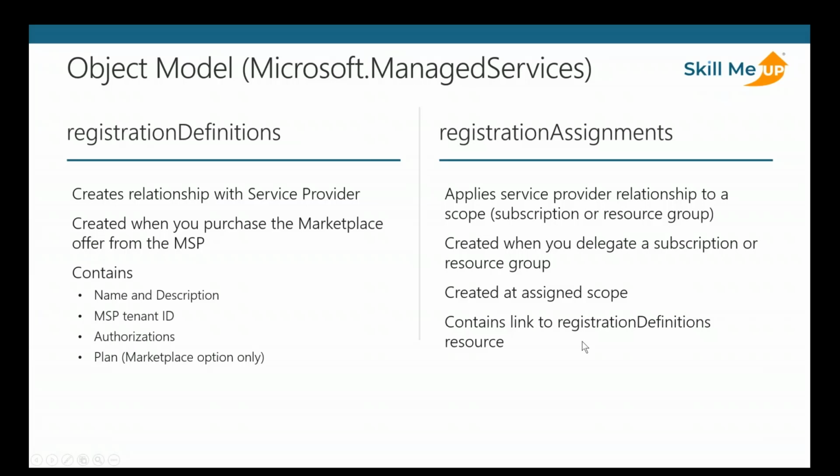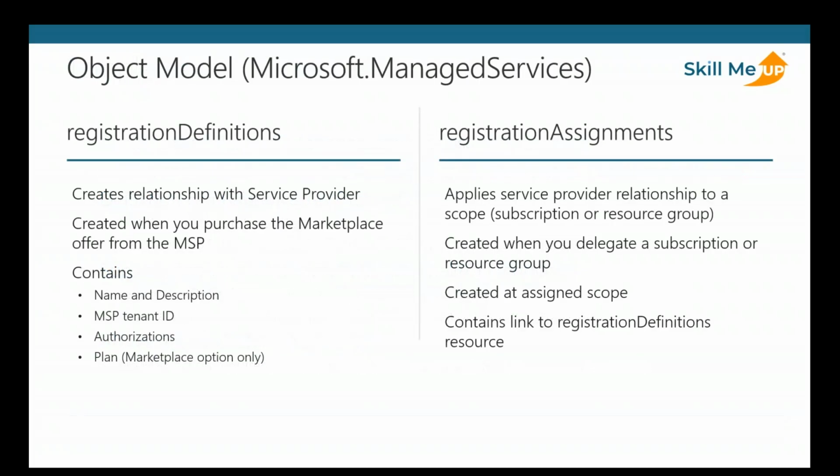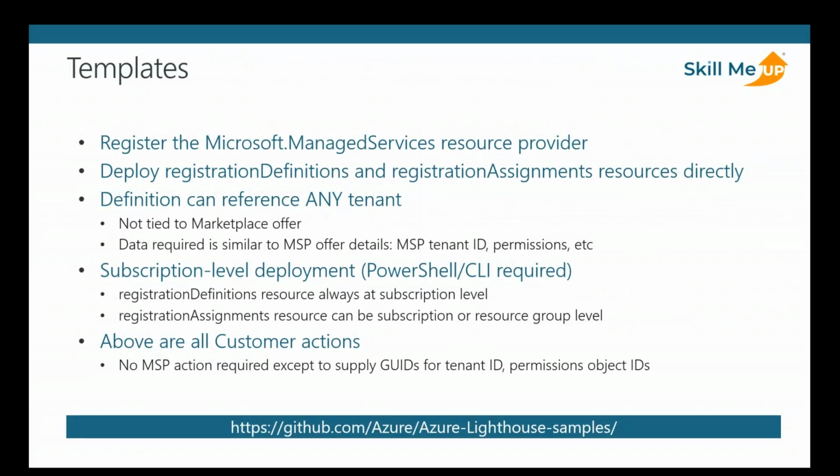Okay. Why do I spend so long talking about the registration definitions and registration assignments? You can do all this just by clicking about in the portal, right? You don't need to know about these crazy resource types under the hood. Well, the reason this is important is because, as I said, there's a second way to do your Lighthouse deployment, and that is where you forget about the marketplace and you do it all from a template instead. And in the template, you're going to see these resource types. What you're going to do in your template is basically deploy these guys, your registration definition and your registration assignment. And that's why it's important to know how they work.